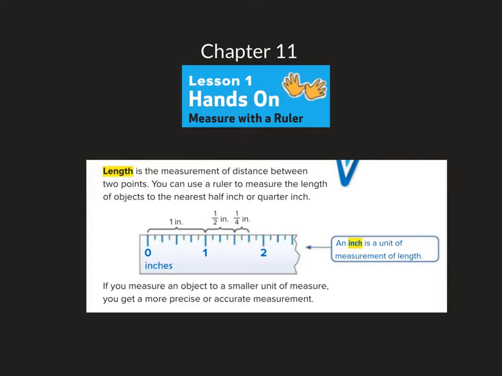So the first thing we're going to talk about is rulers measure length. It is the measurement of distance between 2 points. You can use a ruler to measure the length of objects to the nearest ½ inch or quarter inch. Okay, an inch is a unit of measurement of length, a customary unit of measurement of length.